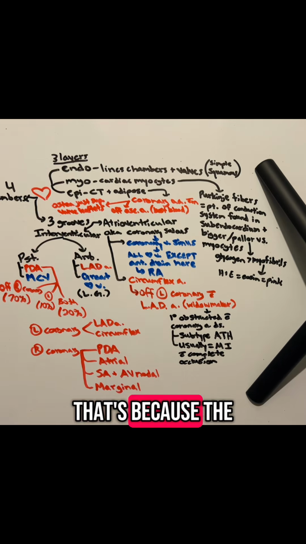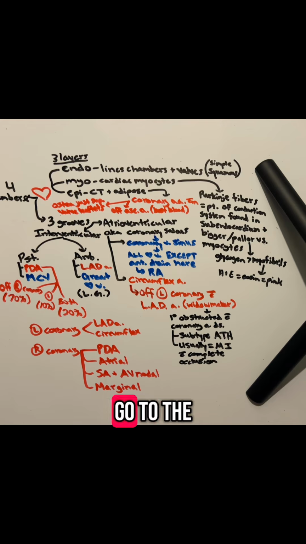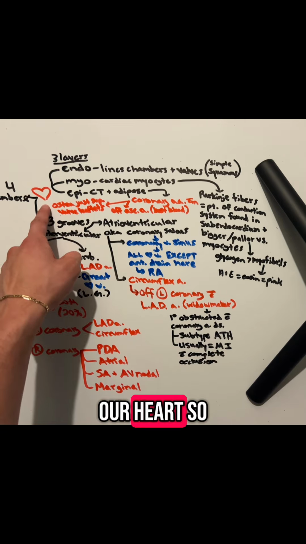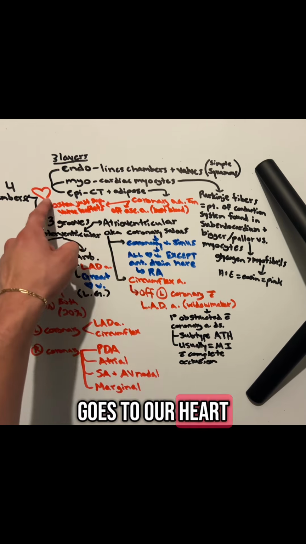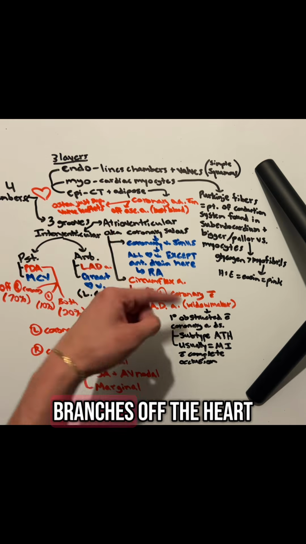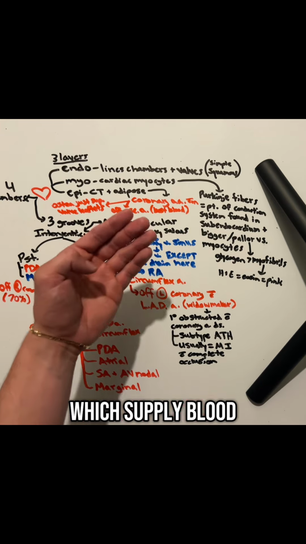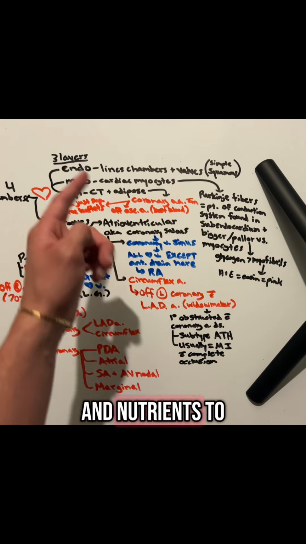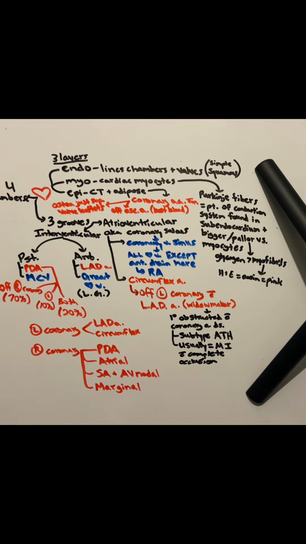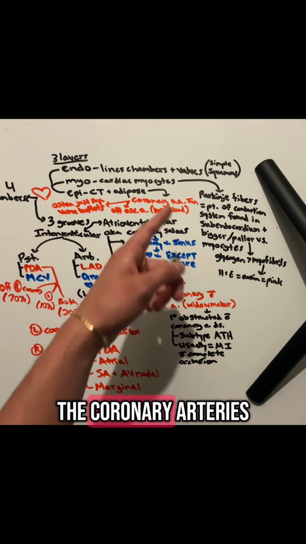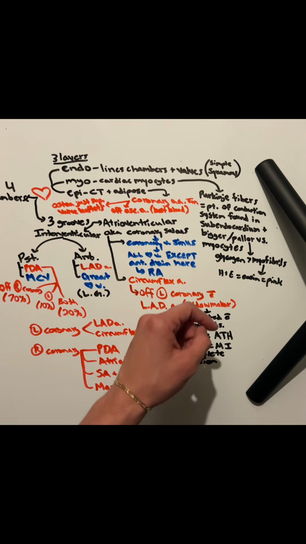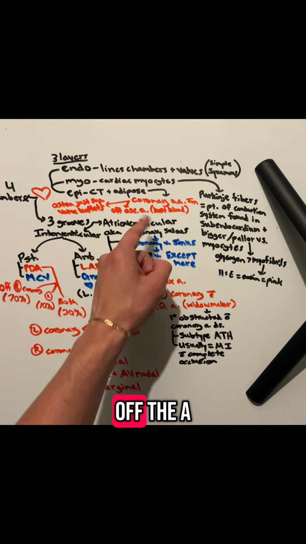And that's because the best blood is going to go to the hardest working and best muscle, our heart. So the best blood goes to our heart. Therefore, the first branches off the heart are the coronary arteries, which supply blood flow and blood and nutrients to the heart itself.